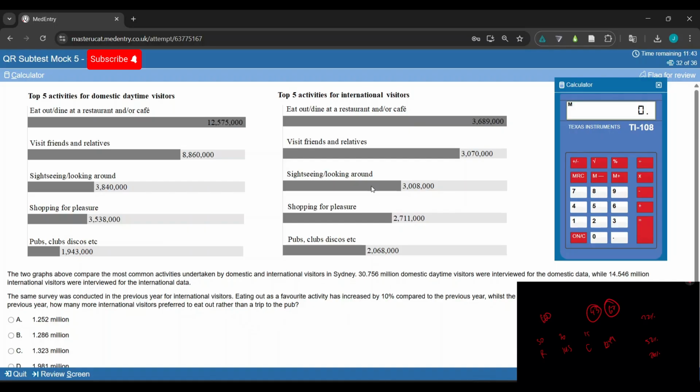Same surveys conducted in the previous year for international visitors. Eating out as a favorite activity has increased by 10%. Eating out has increased, so then divide this by 1.1. So that was 3689 divided by 1.1. And then the other four remain identical across the two years. How many more prefer to eat out than a trip to the... minus 2068?